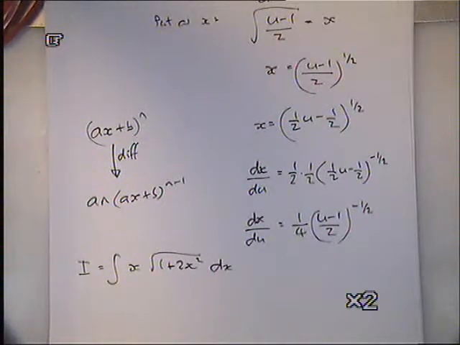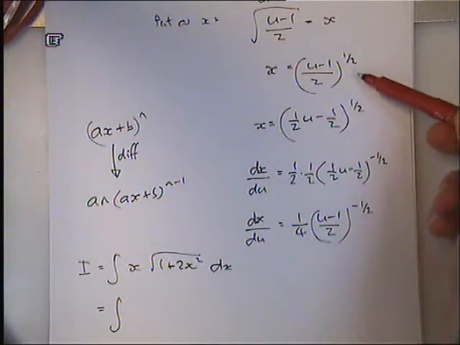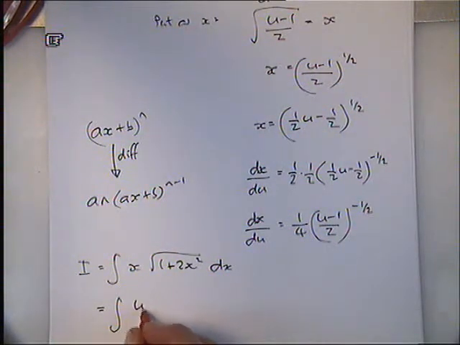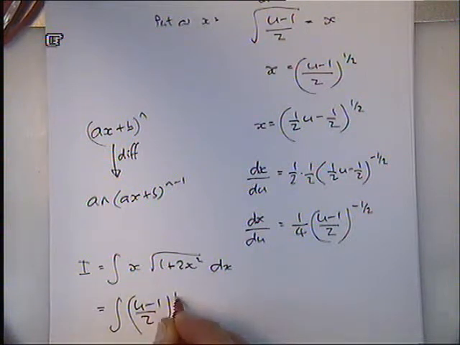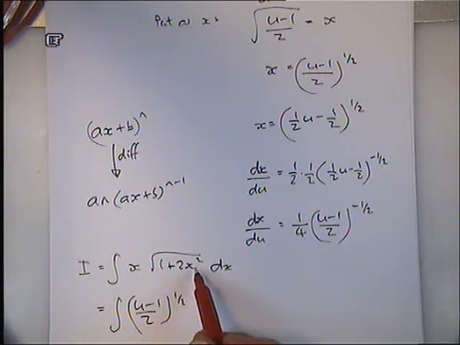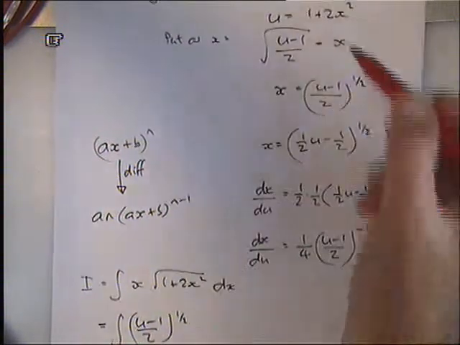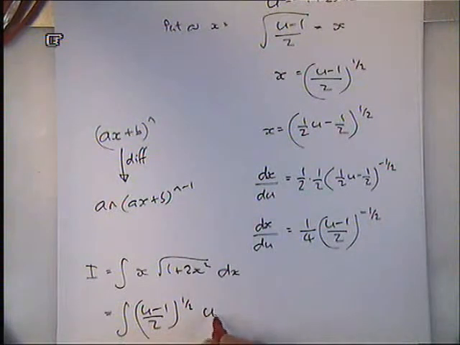So I am integrating x. Well, x is this up here, the first time I wrote x down. So x is u minus 1 over 2 to the power of a half. That's x. Then I've got 1 plus 2x squared. What's 1 plus 2x squared the same as? U. Yeah, that's right from the top. That's the same as u. But it's being square rooted, so that's got a power of a half.